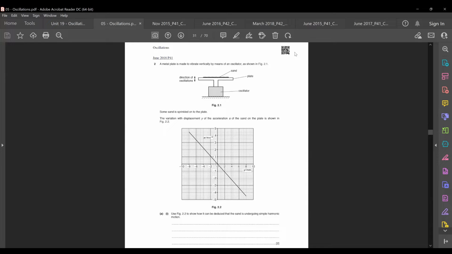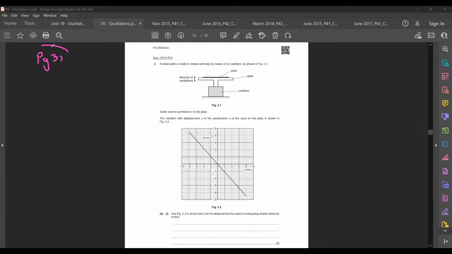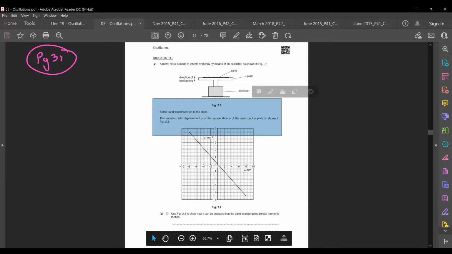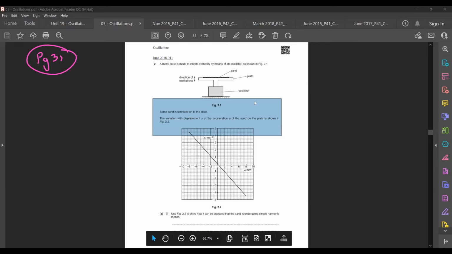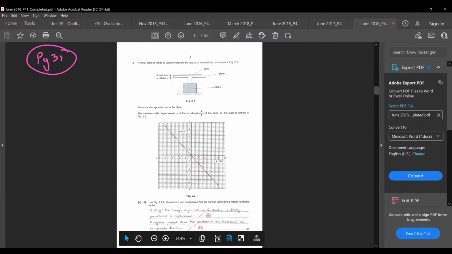Okay, have a look at, say, page 31. So page 31, this one is June 18 P41. So have a look at that. Let's have a look at June 18 P41. Sometimes they give you a question that looks like this. This is the one. Okay, have a look at question 2.